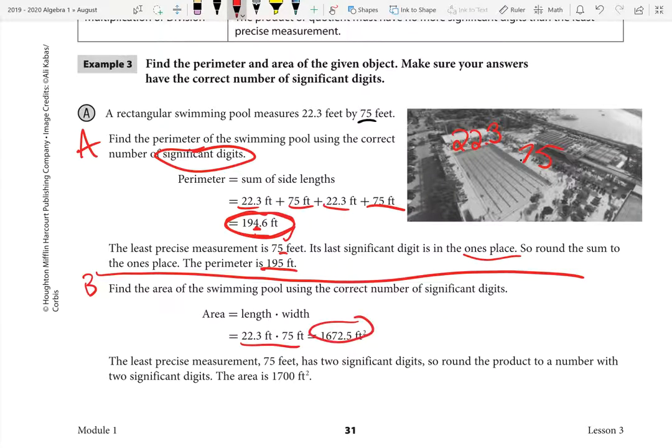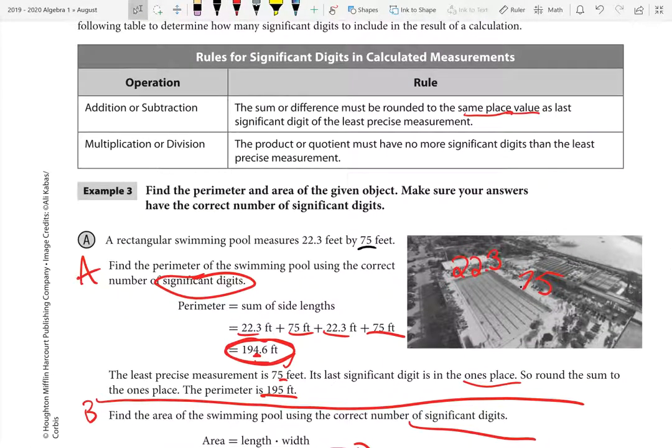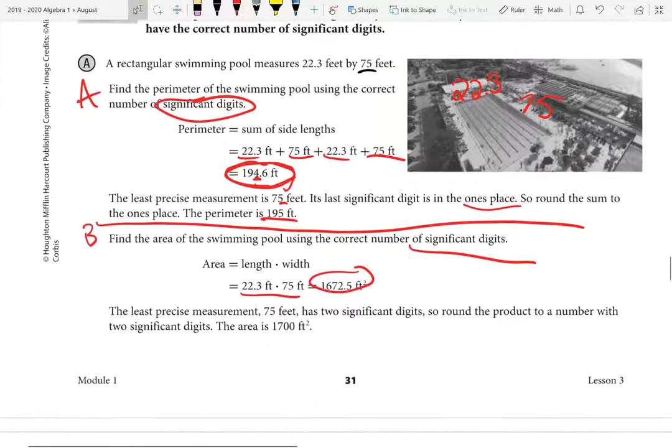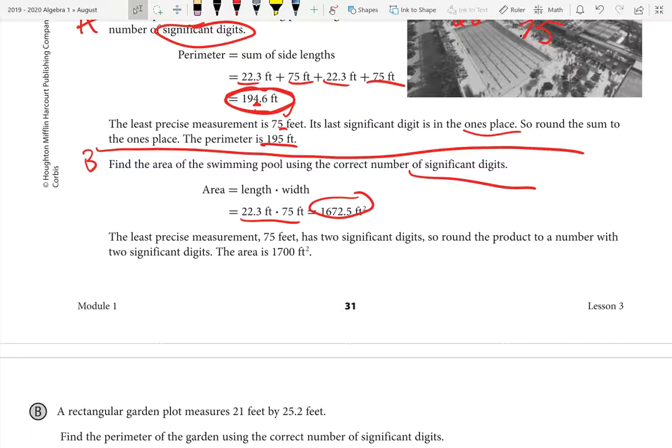But because we're basing this area on the number of significant digits, we are going to have no more significant digits than the least precise measurement. The least precise measurement is 75, which again has 2 significant digits. So our answer should only have 2 significant digits. Now, this answer that we have, 1,672.5, has 5 significant digits, but we have to round it to the nearest number that has only 2 significant digits.